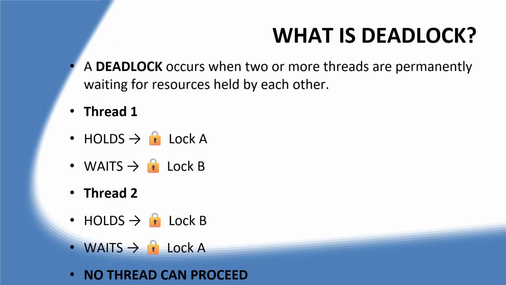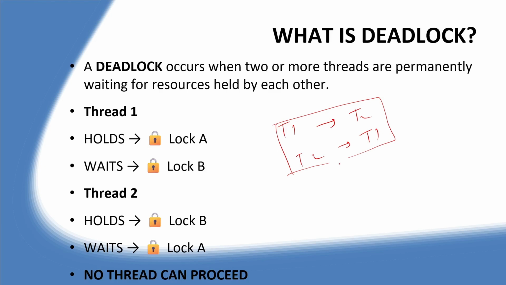What is deadlock? A deadlock occurs when two or more threads become permanently blocked. As we have seen in the example, thread 1 was waiting for thread 2 to finish and thread 2 was waiting for thread 1 to finish. They are waiting for each other and they are in deadlock. It occurs because each thread is waiting for a resource held by another thread.